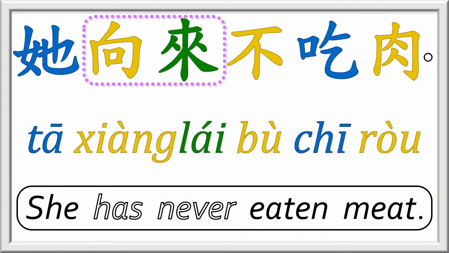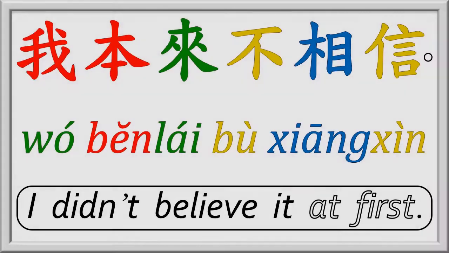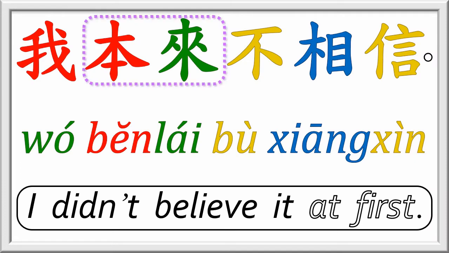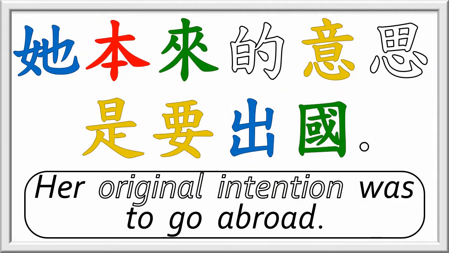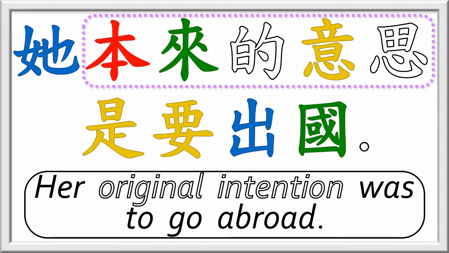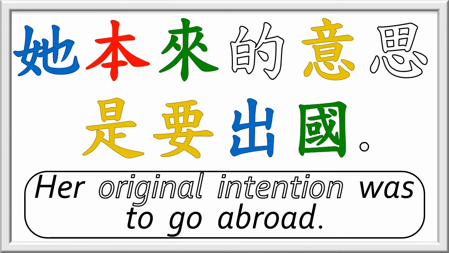他向来不吃肉。 She has never eaten meat. She's obviously a vegetarian. 本来 translates as originally or at first. 我本来不相信。 I didn't believe it at first. 他本来的意思是要出国。 Her original intention was to go abroad.